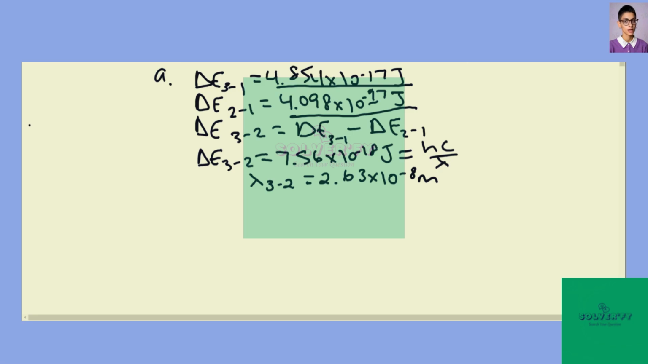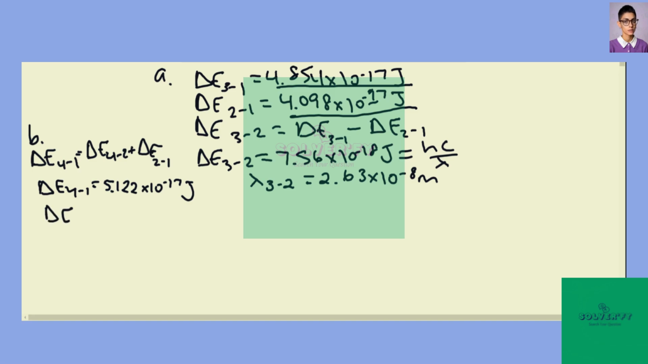Now for part B, we're going to do the same thing. So we want the transition from 4 to 1. And that's going to be the transition from 4 to 2 plus the transition from 2 to 1, the changes in energies. So we already know these two values that you can get from the actual question. And so the change in energy from 4 to 1 comes out to be 5.122 times 10 to the minus 17 joules.